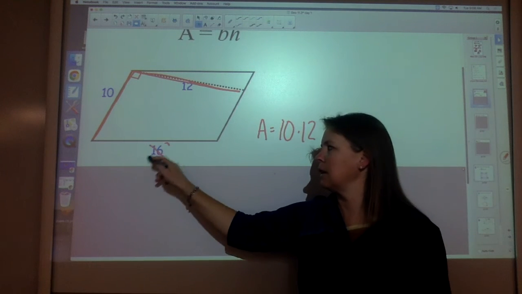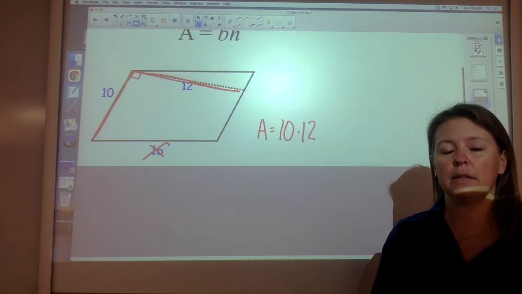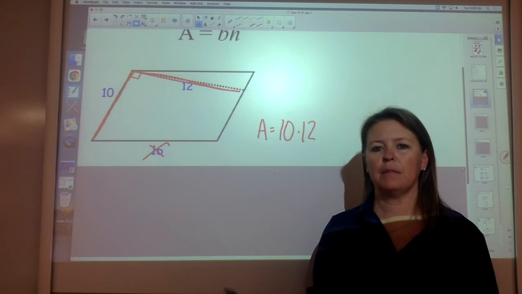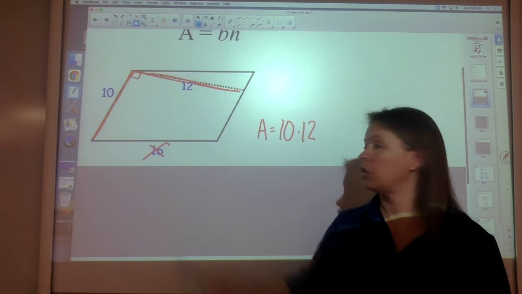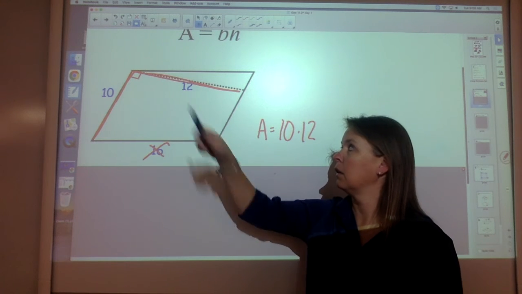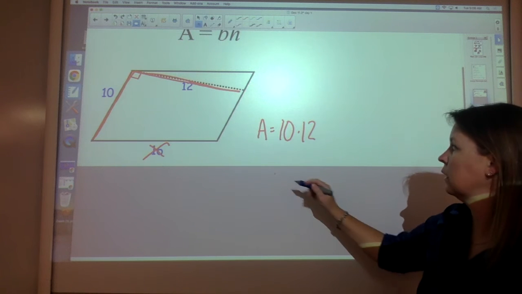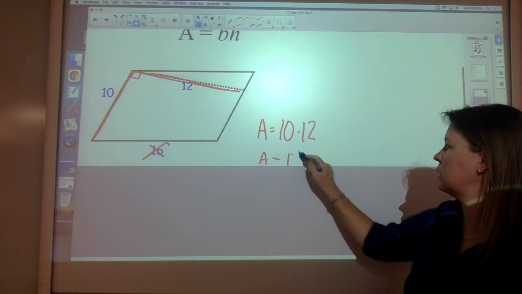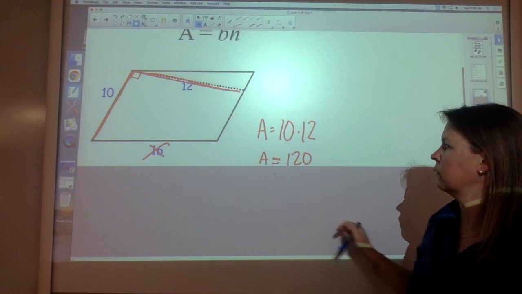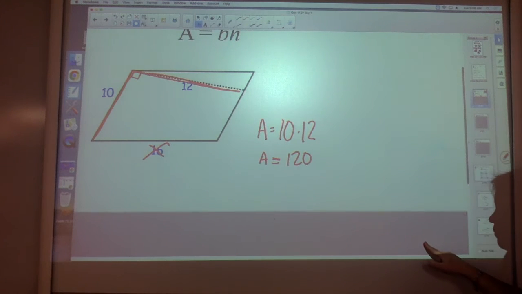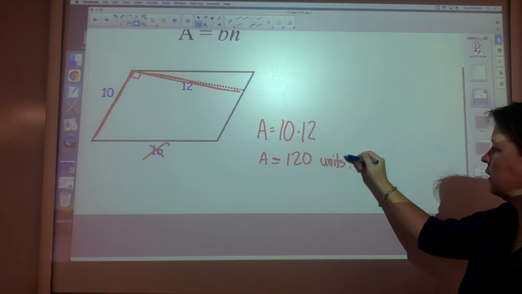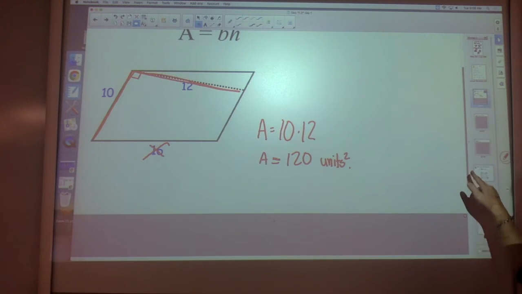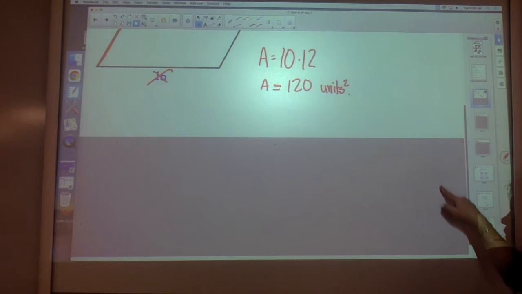Why did they give you the 16? To throw you off. Because some people continue to think base means bottom. Doesn't mean it has to be on the bottom to be a base. It just means that it has to be perpendicular to the height. We could have spun this whole thing. So the area of this is 120. We'll be working on our units. So we'll call this one unit squared since they didn't give us a measurement on it.